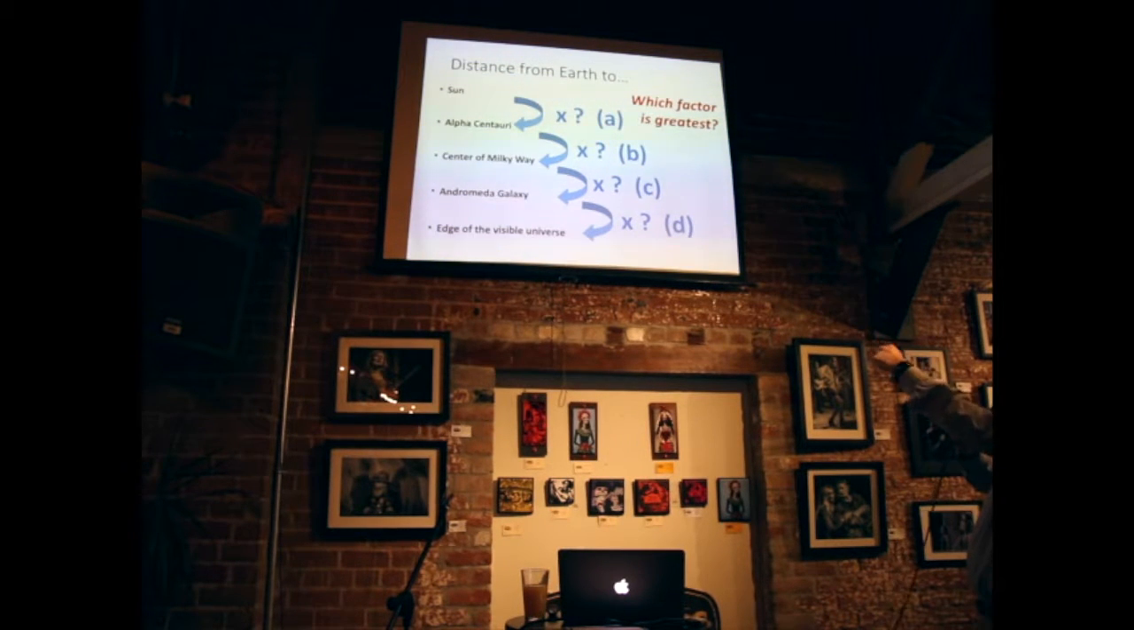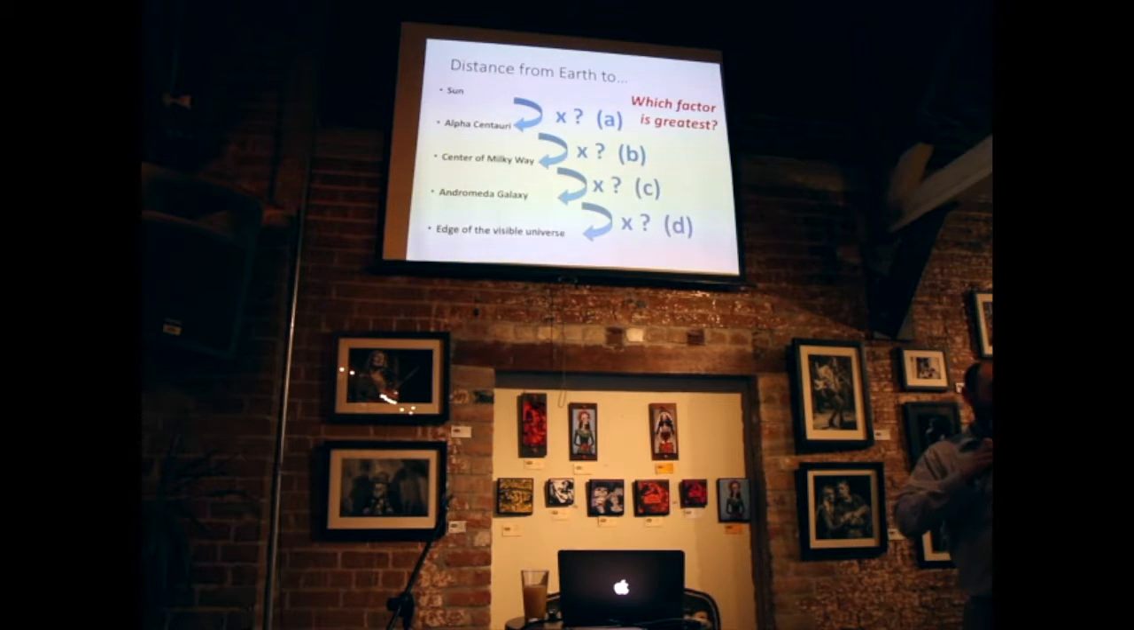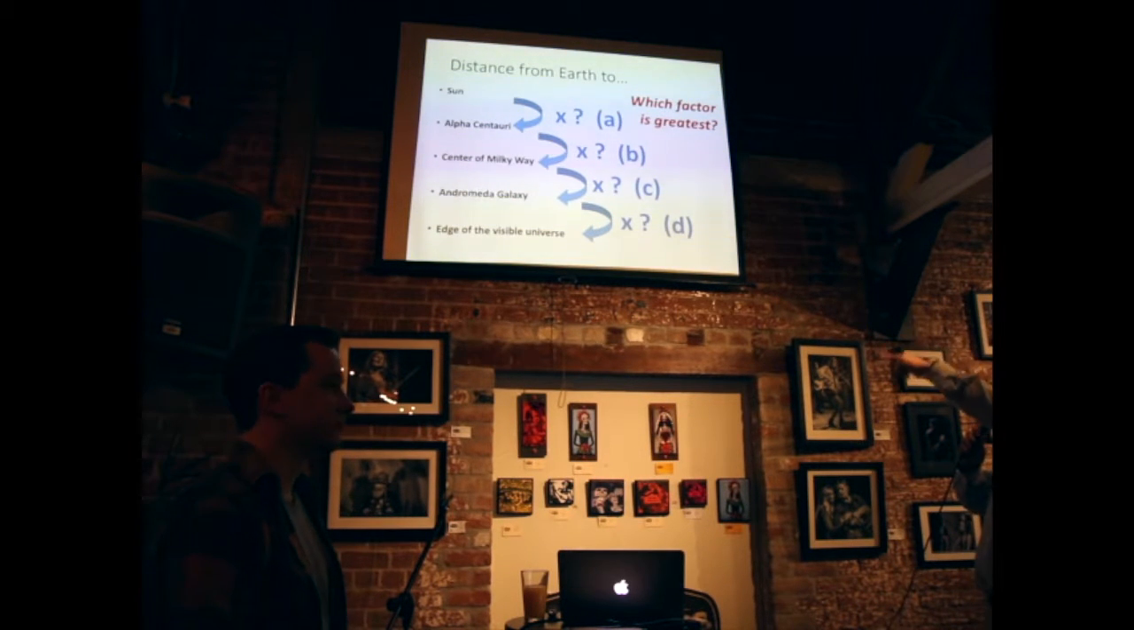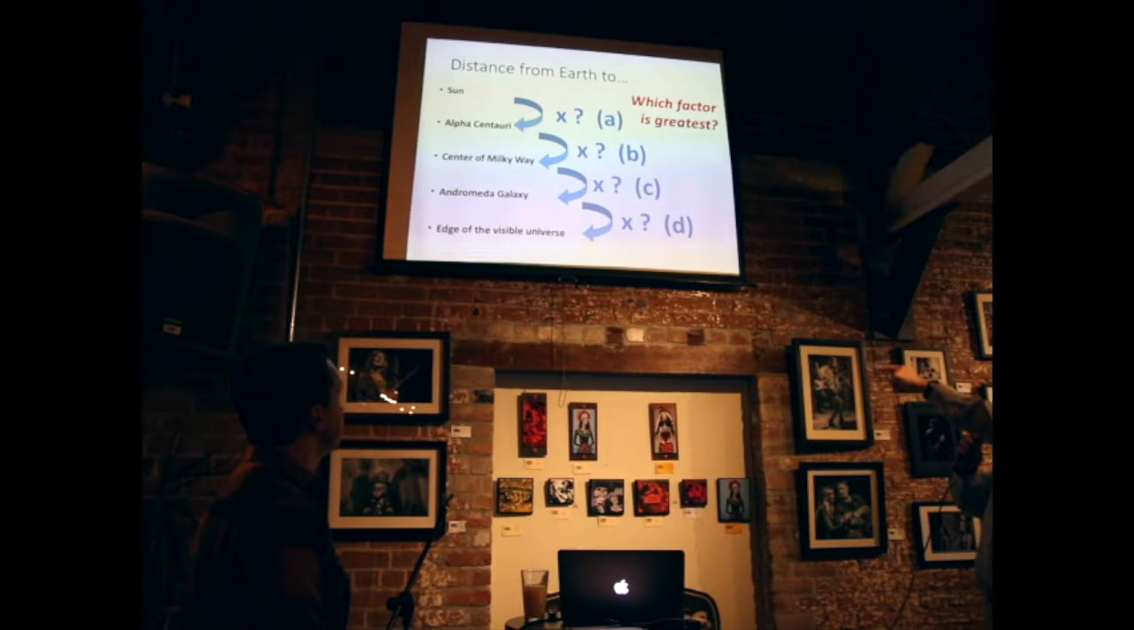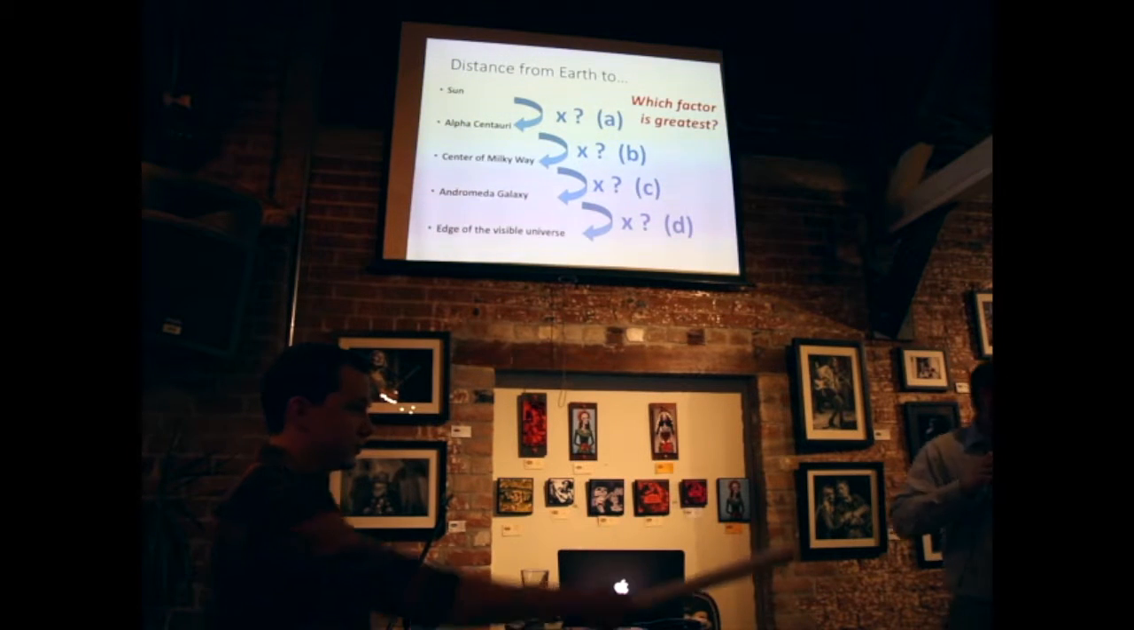And going from each of these steps to the next, the question is which is the greatest factor of increase? Where do you multiply the distance the most in terms of these 4 steps: going to the sun, going to a nearby star, going across the Milky Way, and then going to the edge of the universe?